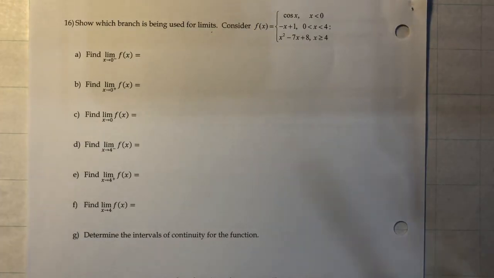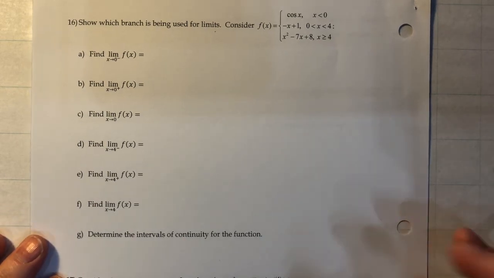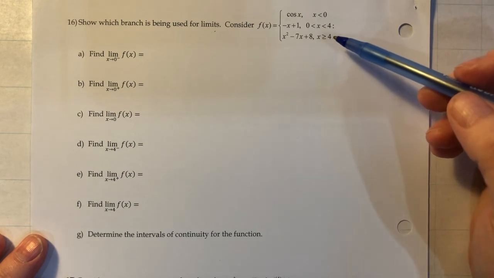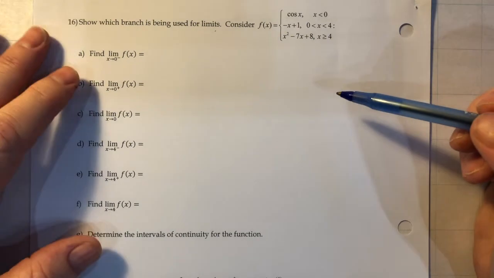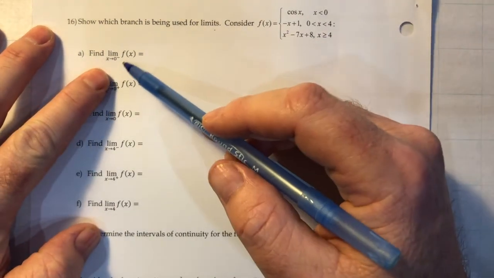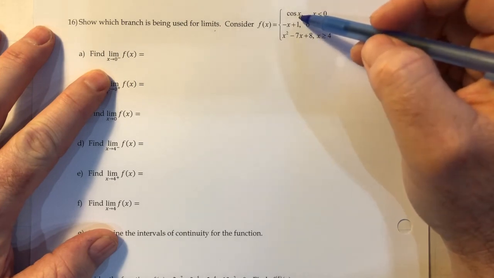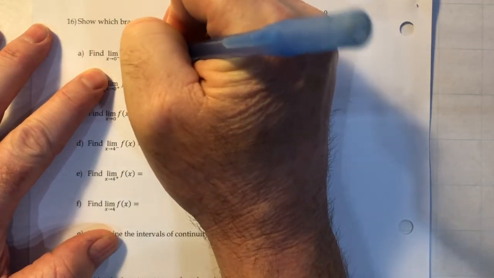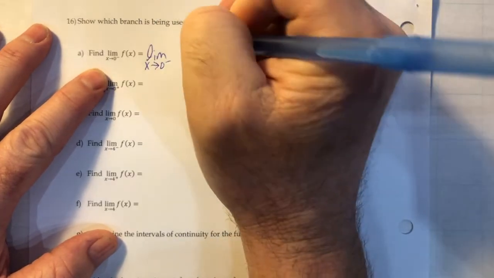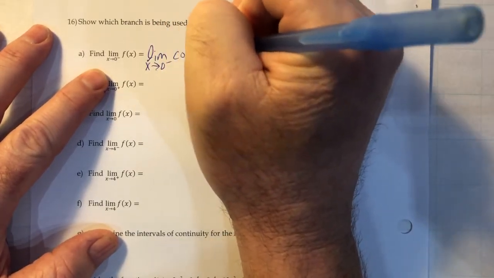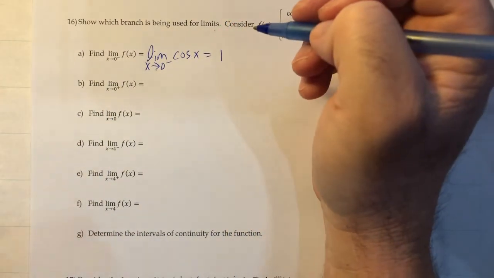All right, moving on to number 16, show which branch is being used for these limits. Consider this function that is piecewise defined. Find the limit as x approaches 0 of f of x. So if we're approaching 0 from the left, then that means we're smaller than 0, so that would be the cosine of x branch. So we're looking at the limit as x approaches 0 from the left of cosine of x. Cosine is continuous, so we can just plug into that, and cosine of 0 is 1.